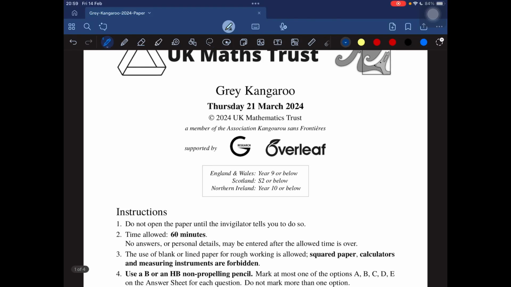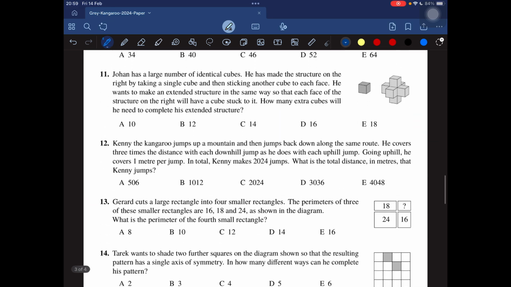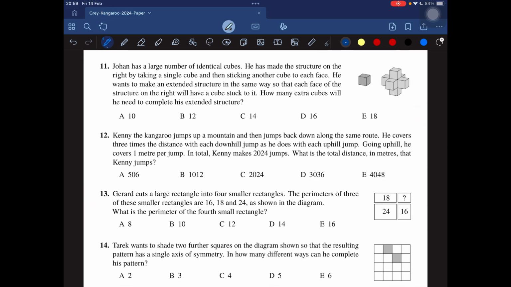So this is UKMT Grey Kangaroo 2024. We start from number 11. Johan has this cube and he is making a structure, taking a single cube and sticking another cube on each face. So now we will put a new cube on each face.